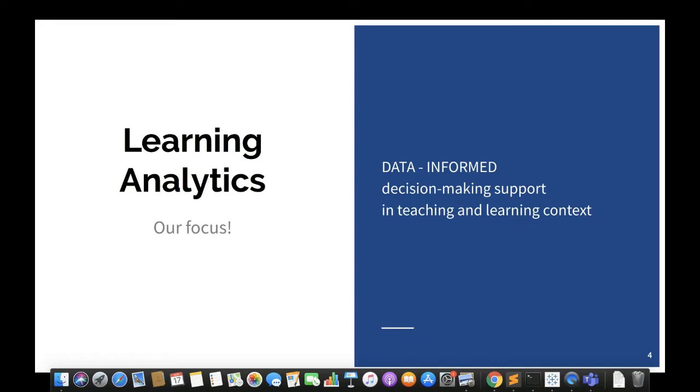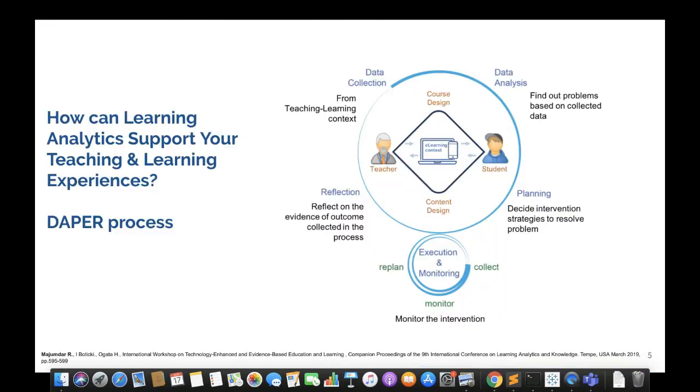What more can be done in a much more automated fashion, where the instructor and the learners can be helped by use of the data which is gathered. A snapshot answer of the whole theme of the talk is, how can learning analytics support your teaching learning experiences? We propose a process model. We name that process model the DAPER model. It has five phases, which is DAPER, and I will go into the details of that.